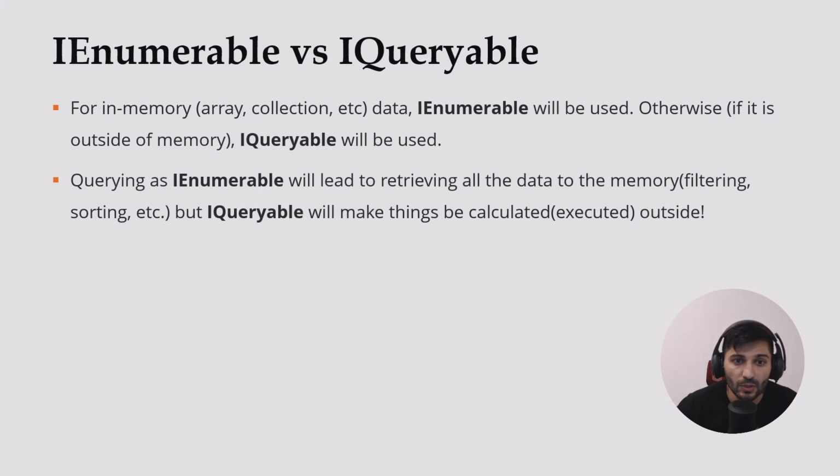Querying as IEnumerable will lead to retrieving all the data into memory. So you will do the filtering, sorting, and similar operations in your application memory. But when you provide IQueryable with where, sorting, ordering, and so on, this query will be executed outside of memory, in the real data source itself.